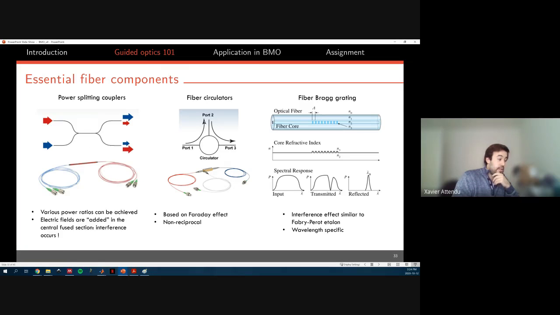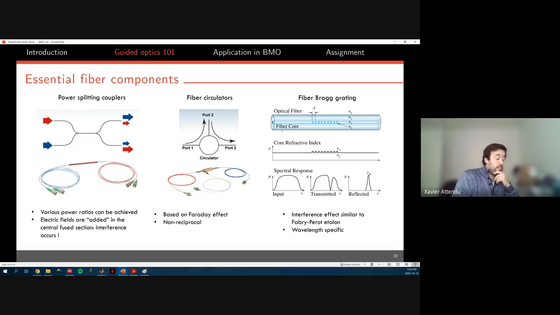Another interesting component is a fiber circulator, which is essentially a roundabout for light, meaning that if you send light into port 1, it will come out of port 2, and if you send light into port 2, it will come out of port 3. And so that's actually very useful in fiber setups, and we'll show one in a second. And yeah, they use something called the Faraday effect, but we're not going to get into that.